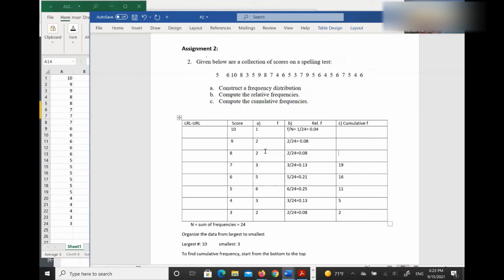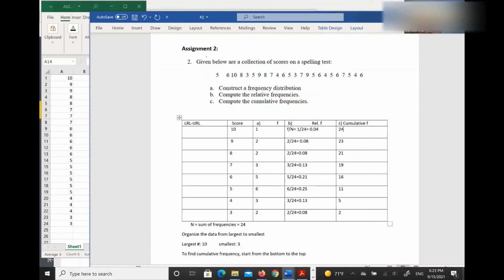Okay, so 19 plus 2, the next one, which is what? Good, 21. And 21 added to 2 is 23, good. 23 added to 1 is what? Good, 24. And is that a correct answer or not?